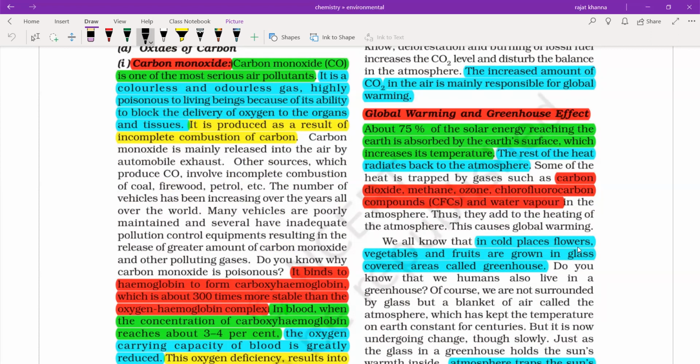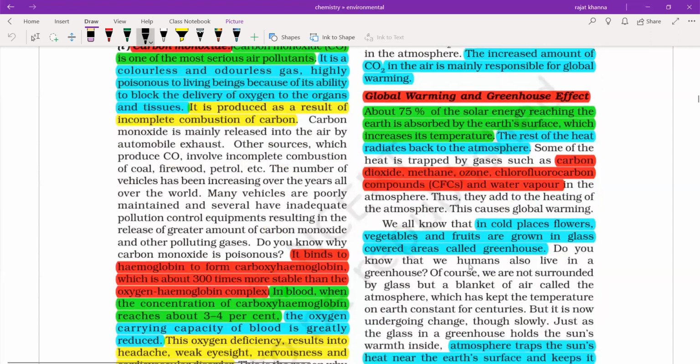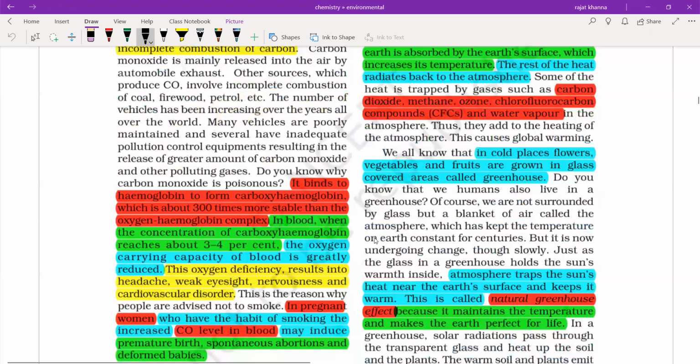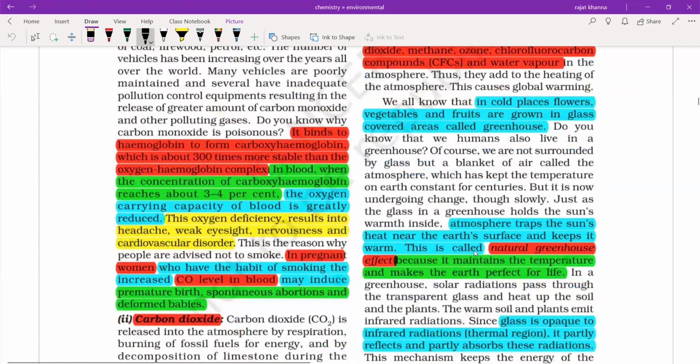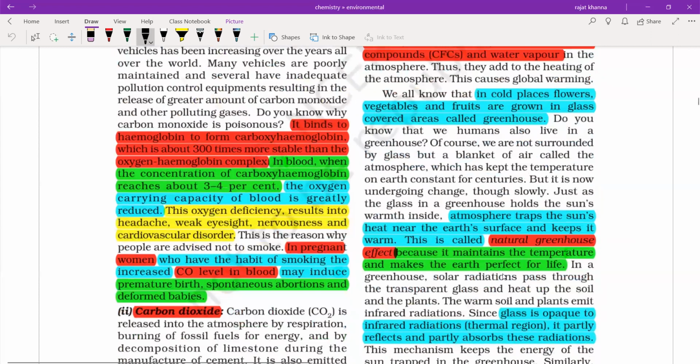Now, in cold places, flowers, vegetables, and fruits are grown in glass covered areas called greenhouses. The atmosphere traps the sun's heat near the Earth's surface and keeps it warm. This is called the natural greenhouse effect because it maintains the temperature and makes the Earth perfect for life.